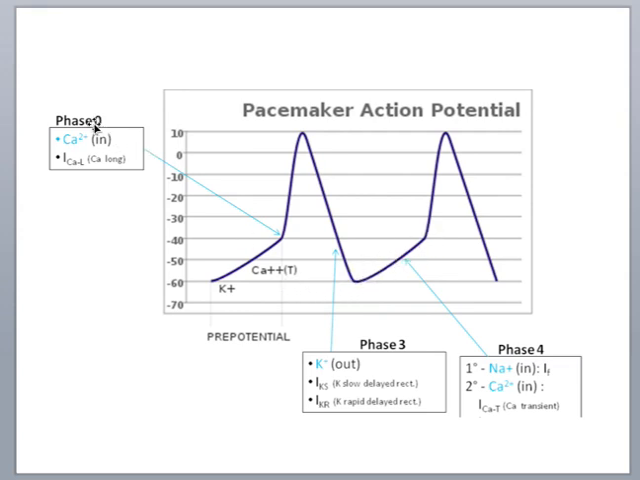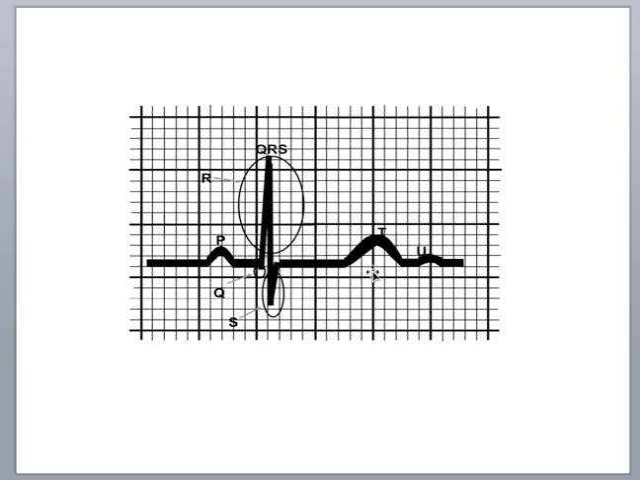So again, phase 0 is this upward spike, that's due to calcium channels opening. Phase 3 is the downward spike, and that's due to potassium channels opening. And then phase 4 is the tonic sine wave phenomenon that is triggered by the leaky, funny sodium channels, is what they call them. So when all those are combined, we get this type of image. And this is just a PQRST wave on an EKG.